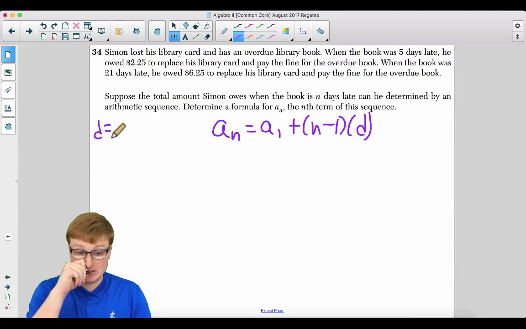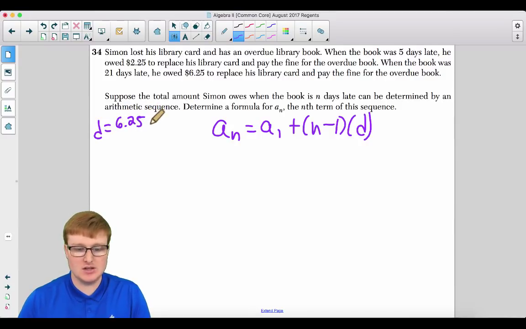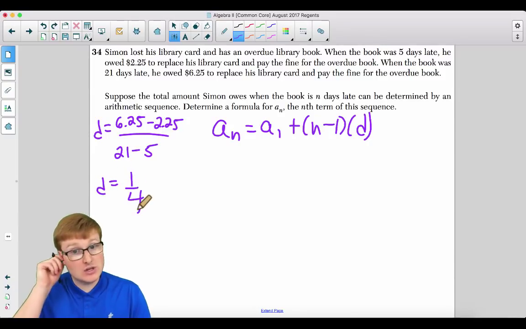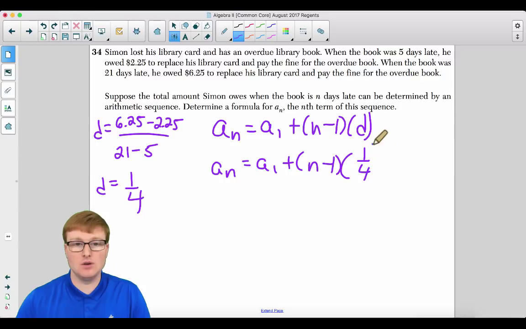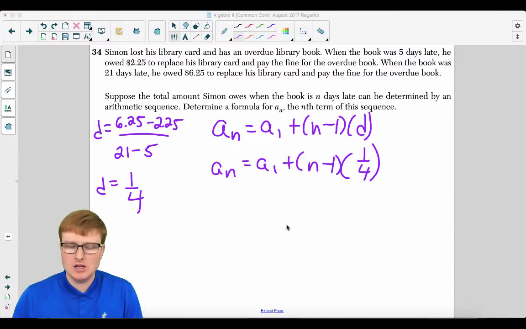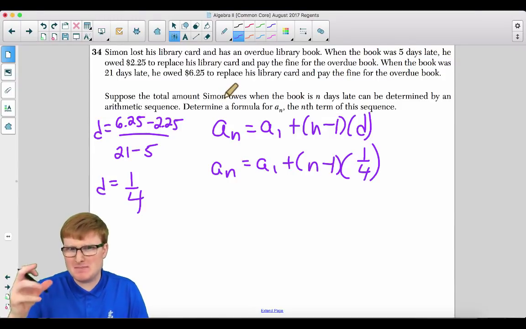Well, the common difference is $6.25 minus the $2.25 divided by the 21 days late minus the 5 days late, and that's just a common difference of 1/4. So we know for sure that a sub n is equal to a sub 1 plus n minus 1 times the common difference of 1/4. Okay, so now what is the first term in this sequence? The first term in this sequence is actually quite challenging to pinpoint.